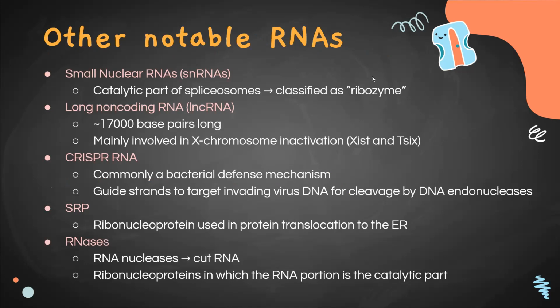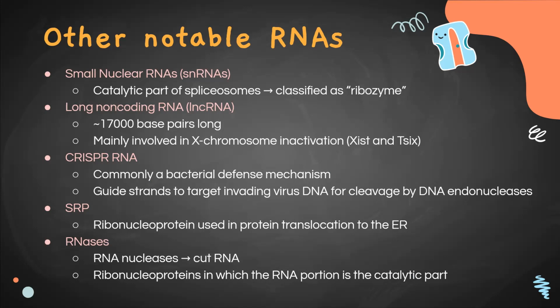So some other non-coding RNA, we have small nuclear RNAs. They have the catalytic part of spliceosomes, so they help in splicing. Long non-coding RNA, these are mainly involved in X chromosome inactivation. So in female humans, they have 2 X chromosomes, and one's going to be condensed because they don't need 2 chromosomes coding for the same thing. I don't think you guys need to know that, but that's just what it does.